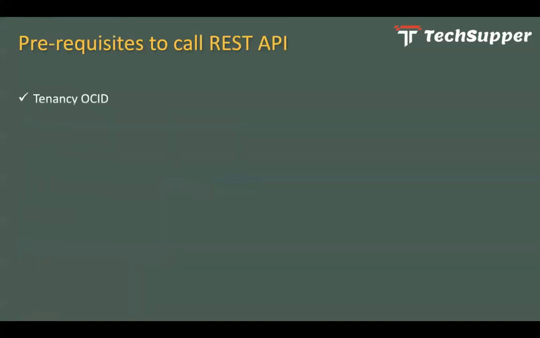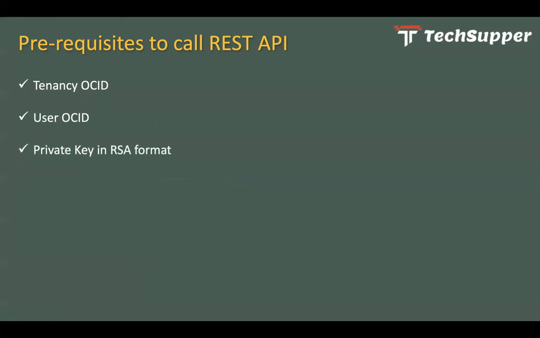What are the prerequisites to call the REST API? One, you must have the tenancy OCID, and then you must have the user OCID. I will show you how to get all these details. And you must have the private key in RSA format, and then the user fingerprint. And if your private key is secured with a password, then yes, you will require the private key password.